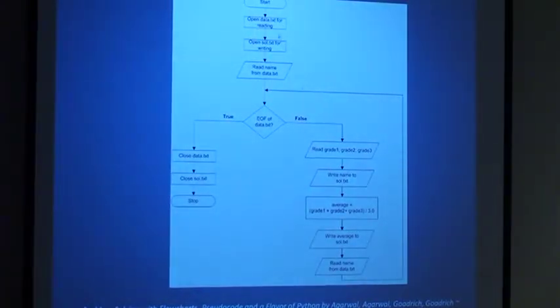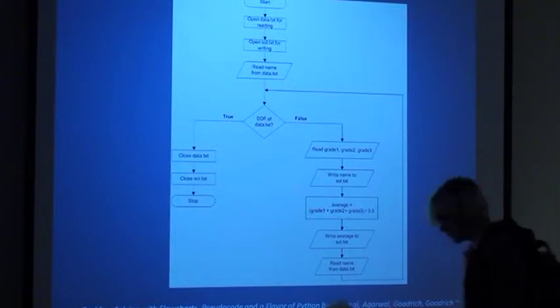And that's the flowchart. Open the data file for reading, solution file for writing, read the name, and then read the 3 grades if we are not at end of file. Then do the calculations in writing and read the next name. This is very important, so you don't have an infinite loop of some type. And then keep processing till you're done with the file.